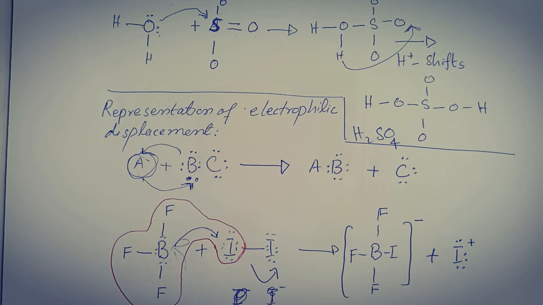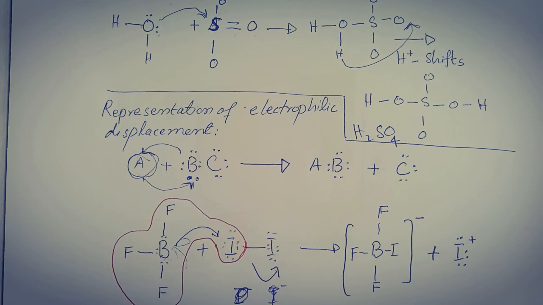So in simple words, we can say that the electrophilic and nucleophilic reactions are based on the behavior of reagents, whether they are acting as Lewis acids or Lewis bases. Lewis acids act as electron pair acceptors, whereas Lewis bases act as electron pair donors. So here iodine is acting as an electron pair donor, so it is acting as a nucleophile, whereas boron trifluoride is acting as an electron pair acceptor and Lewis acid, so it will be called an electrophile.